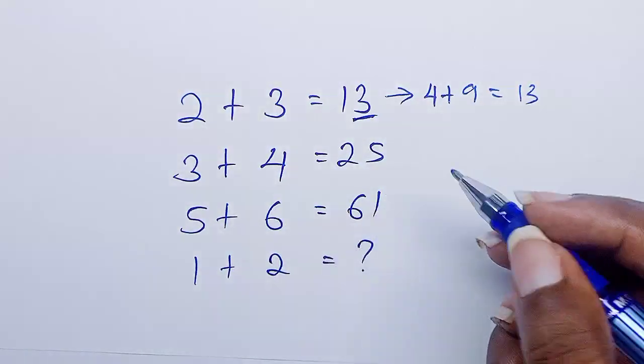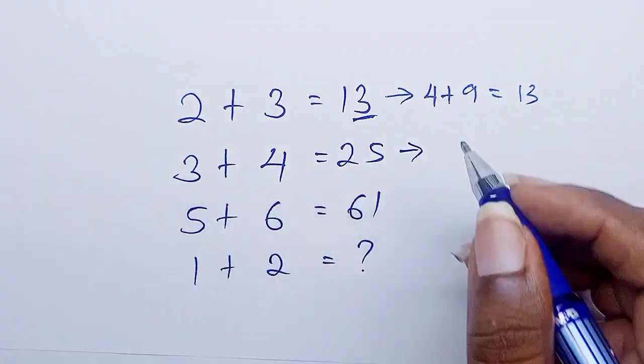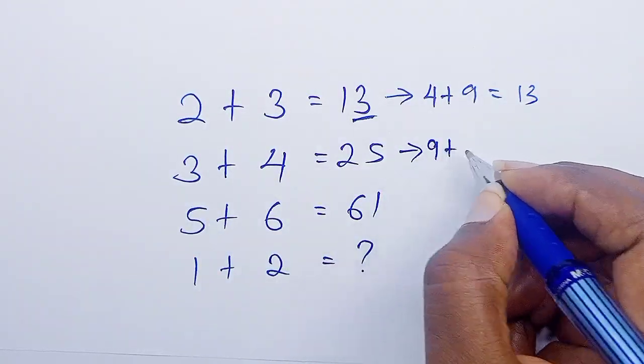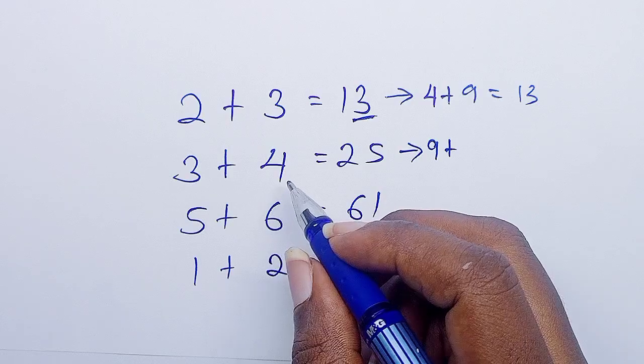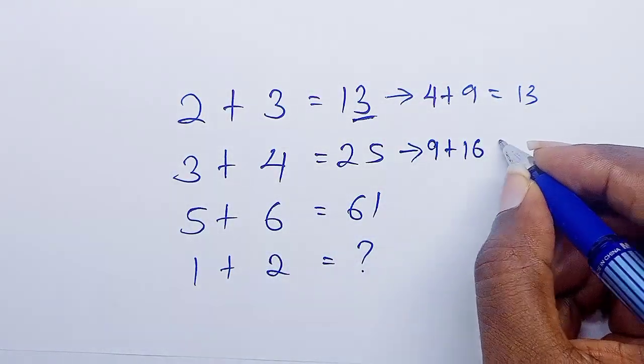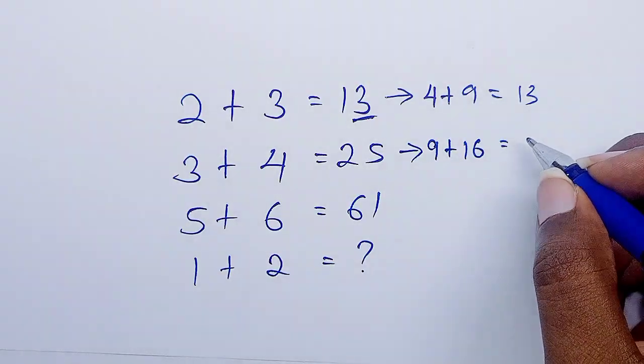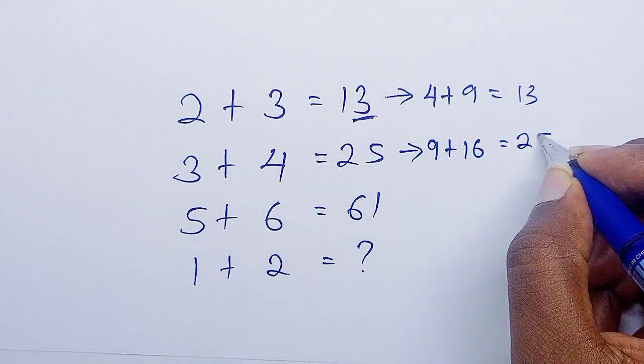Let's see if the next one also follows the same arrangement. So when we square 3, we get 9, plus when we square 4, 4 times 4 is 16. So when you add 16 to 9, you get 25.